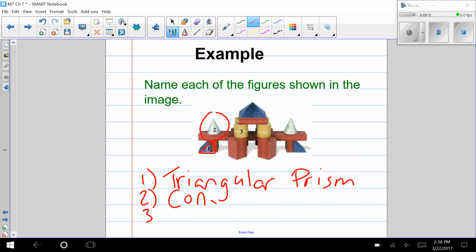Number three is right here, and that is a cylinder. It has circles at the top and bottom. Now there are some other shapes here too. This one at the top would be a rectangular pyramid or possibly a square pyramid. This one right here would be a rectangular prism or possibly a square prism.